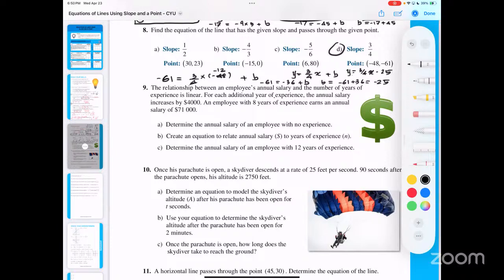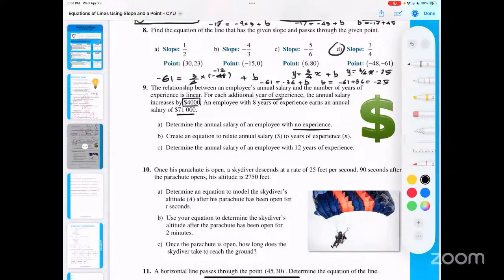For each additional year of experience, the annual salary increases by $4,000. This is basically from a teacher's salary. A teacher's salary goes up by $4,000 every year. An employee with 8 years of experience earns an annual salary of $71,000. Determine the annual salary of an employee with no experience.